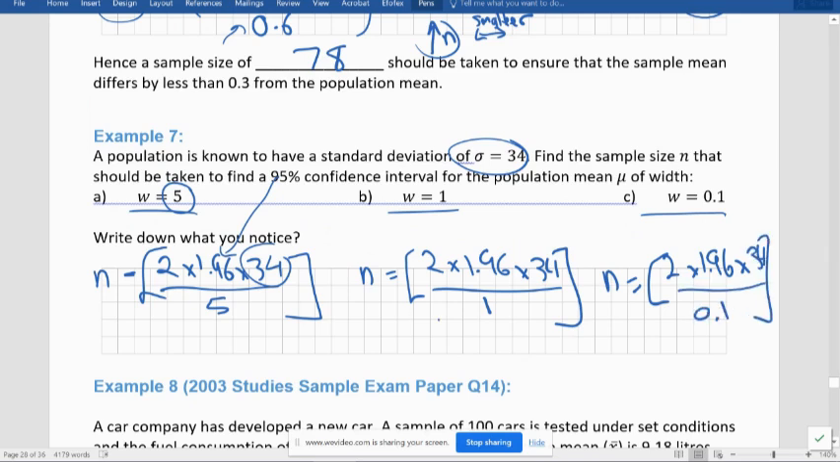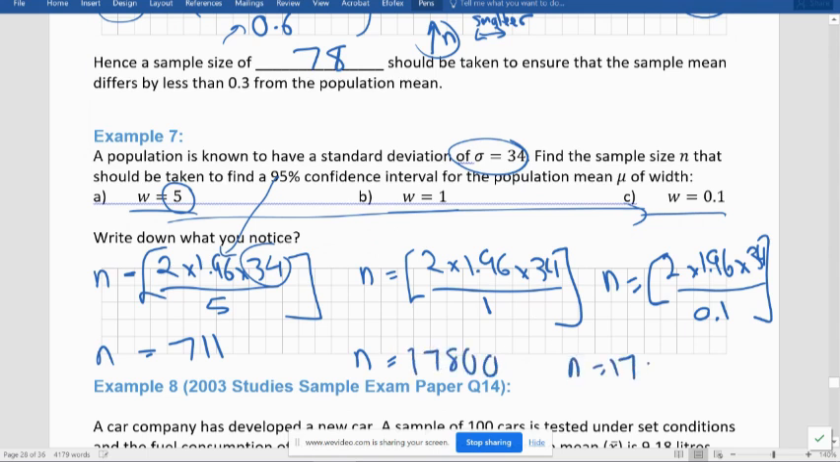So you can see here, gradually we're making the width smaller, which sounds good. If we could make the width of our confidence interval smaller, we could be happier with our prediction, couldn't we? However, if you look at the n value, the n value there is 711. Look at the n value here. So this answer will be that. And look at the answer for this one.